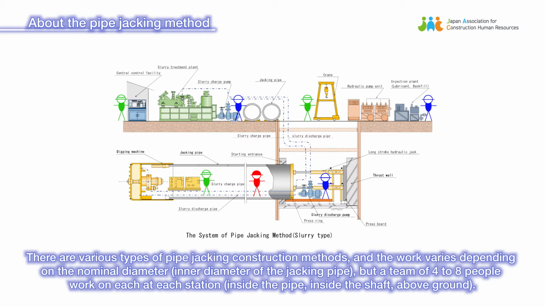There are various types of pipe jacking construction methods, and the work varies depending on the nominal diameter, inner diameter of the jacking pipe, but a team of 4 to 8 people work at each station, inside the pipe, inside the shaft, above ground.